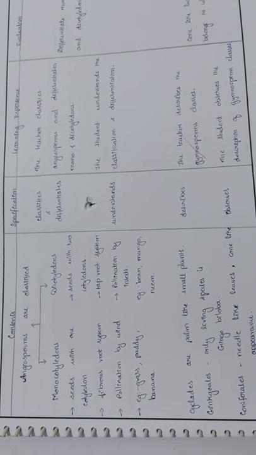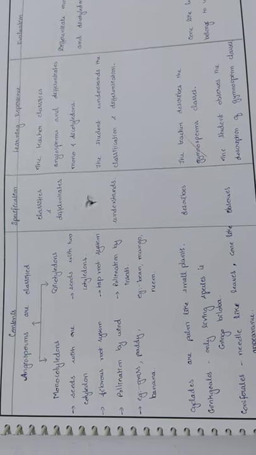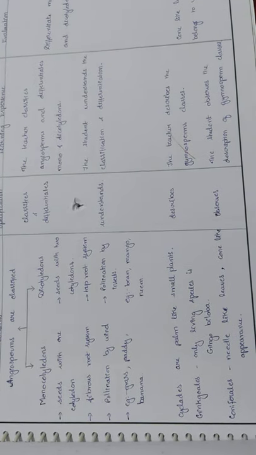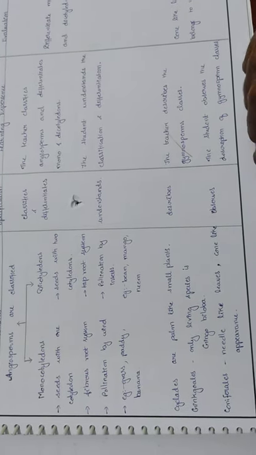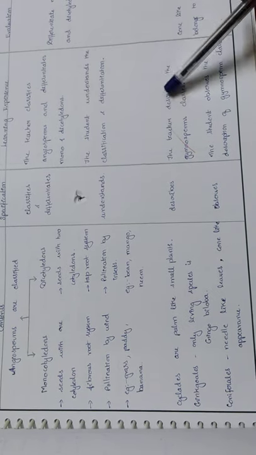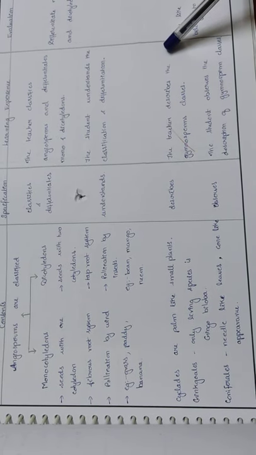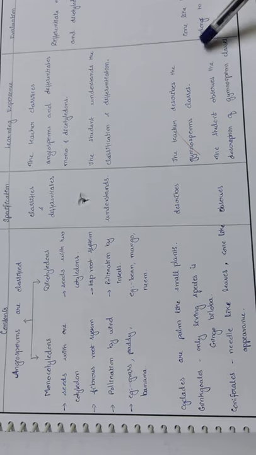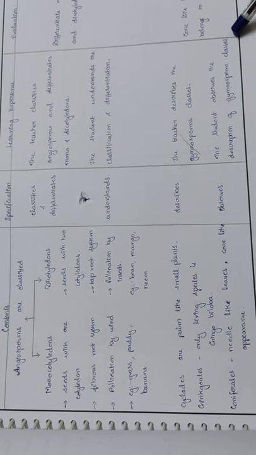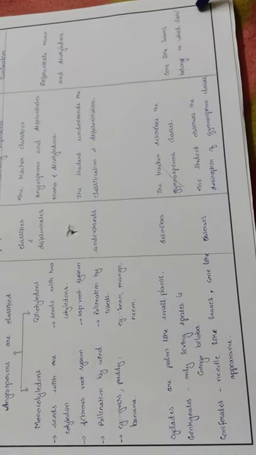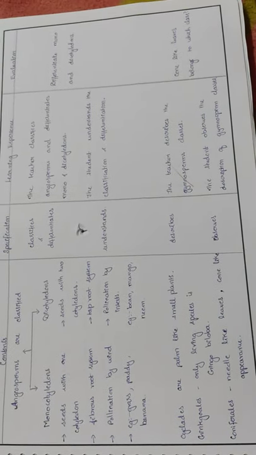Next, cycads are palm-like small plants. Ginkgoales, the only living species is Ginkgo biloba. Coniferales have needle-like leaves and a cone-like appearance. The teacher describes the gymnosperm classes. The student observes the description of gymnosperm classes. Cone-like leaves belong to which class will be your evaluation.